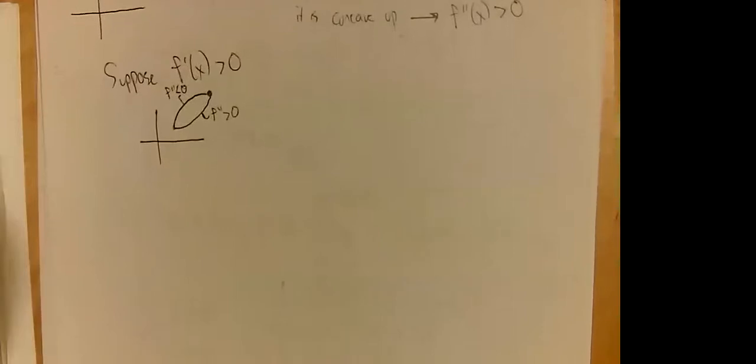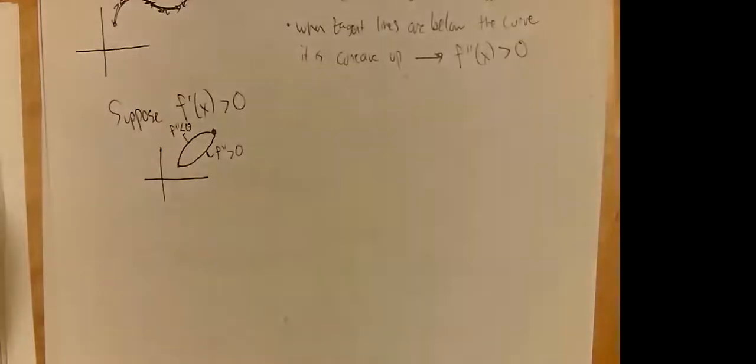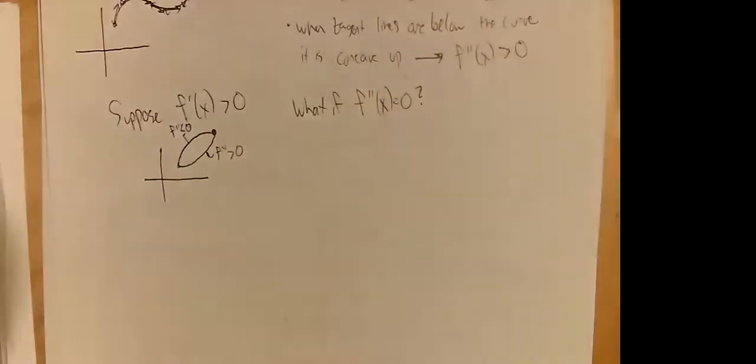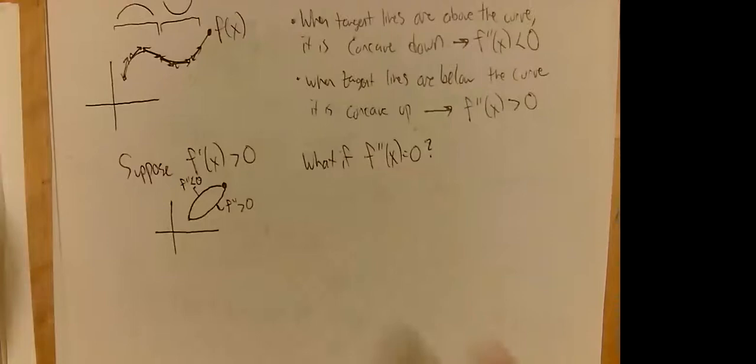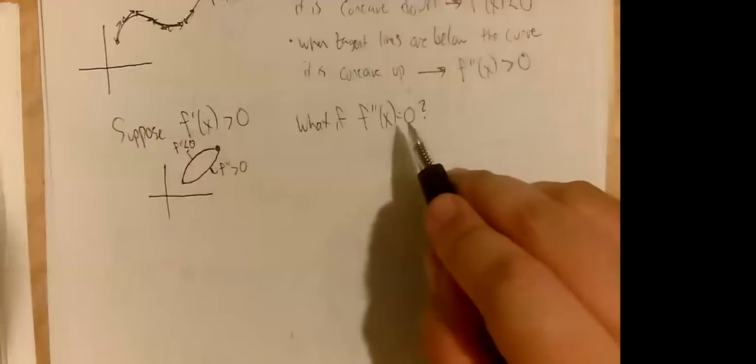All right, so we talked about if f double prime is less than 0, and f double prime is greater than 0. So what happens if f double prime of x equals 0? Well, we saw what happened when we had f prime equaling 0. That was going to be a critical point. So we have something kind of similar, but not exactly the same, for f double prime, called an inflection point.